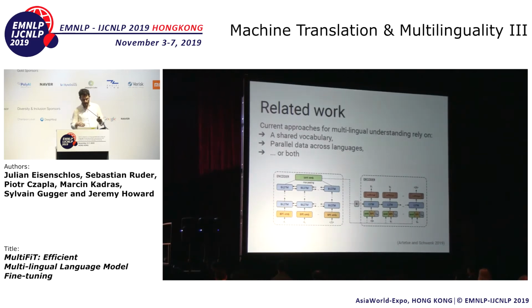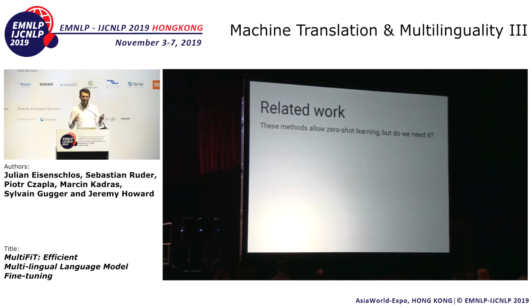And these methods are great. But of course, you need one of those two requirements, or both. The shared vocabulary usually imposes a constraint that the languages have to be more or less close for this to work well. And the parallel data, of course, is another resource that you don't always have at hand. And the other thing is that these methods are amazing in that you can do this zero-shot thing, where you train on one language and then can predict in a different language. But we argue that that's not necessarily important for most real-world applications.